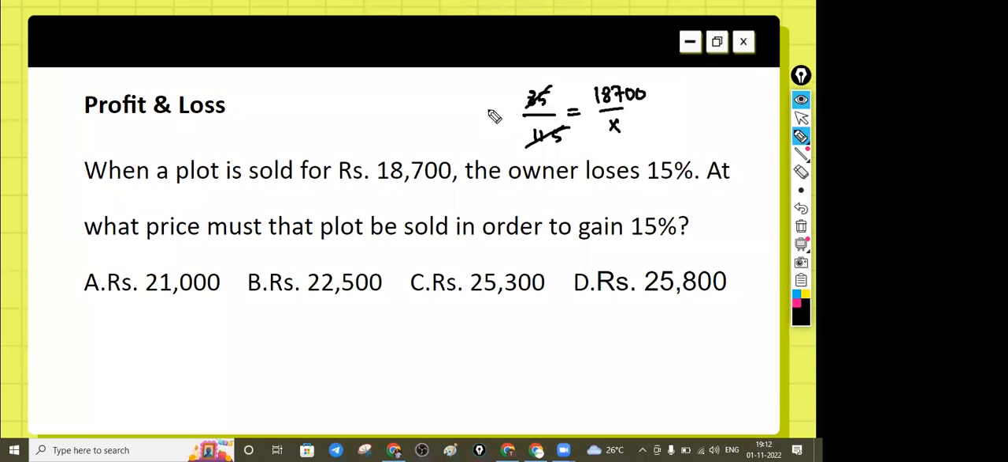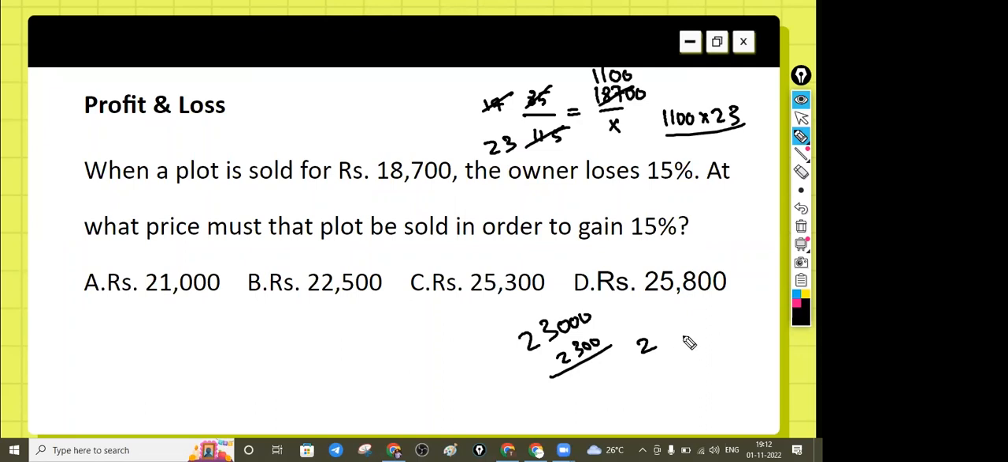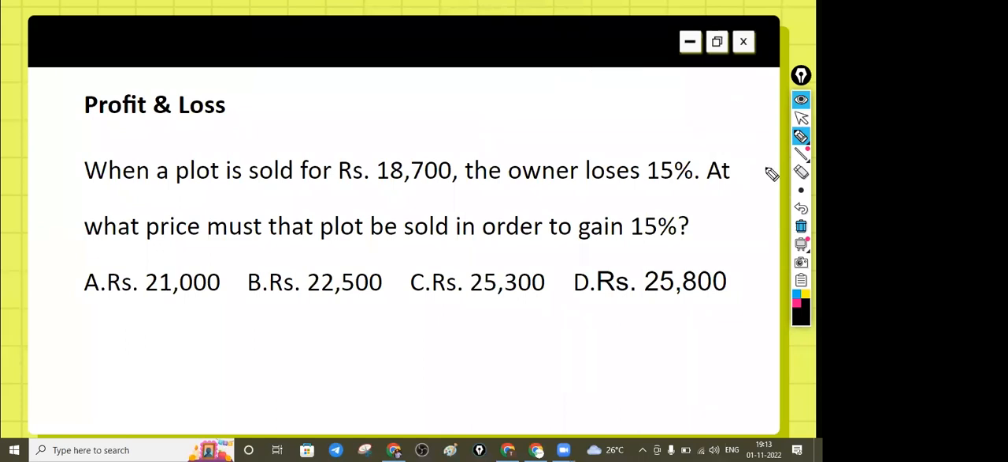You get 17, 23, and further if you simplify this, you will get 1100. Okay, 1100 into 23 is 23,000 plus 2,300. You get 25,300 as the right answer. Whoever said 25,300 as the right answer, please give a shoulder tap for yourself. Great. I'm going to show you a similar problem in the quiz. So try that one.